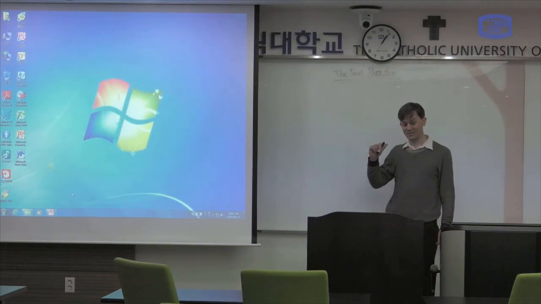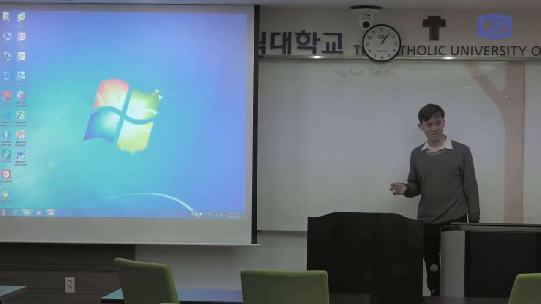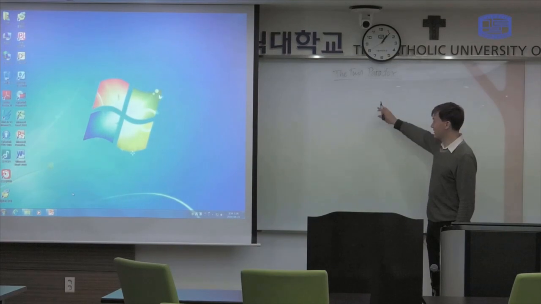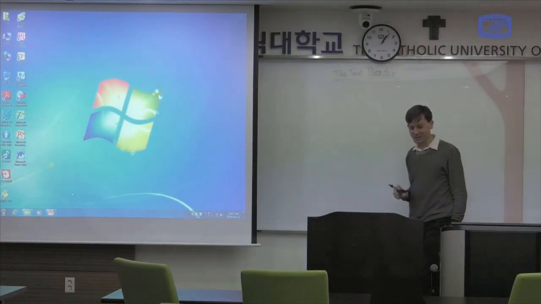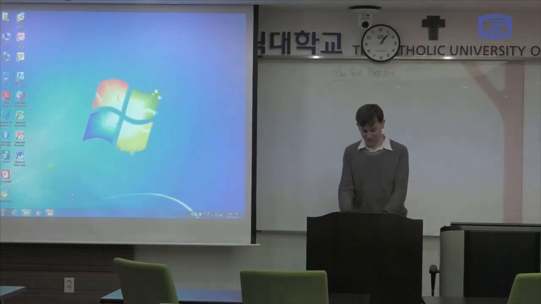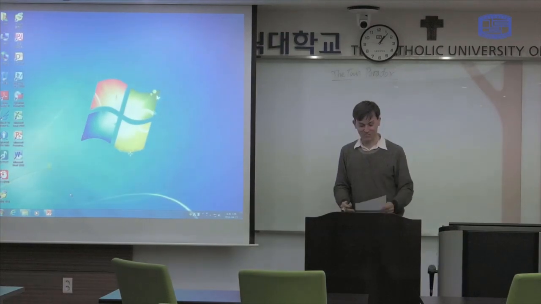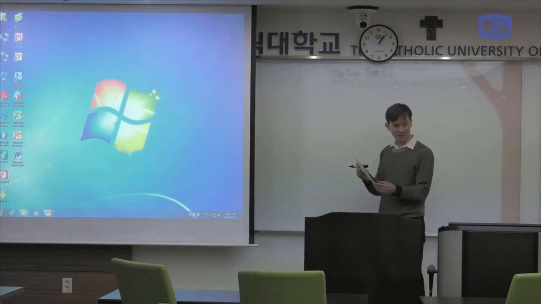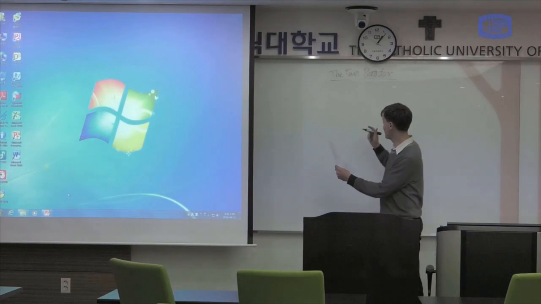Okay, so in this class I want to talk about another famous paradox in special relativity, and this is the twin paradox. Before I tell you what the twin paradox is, I want to introduce it via a question on the worksheet. So this is worksheet 3, question 2.